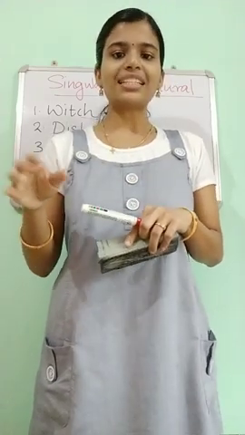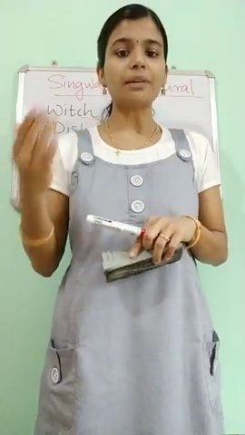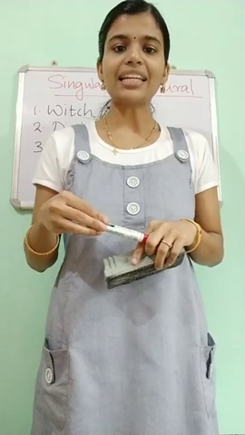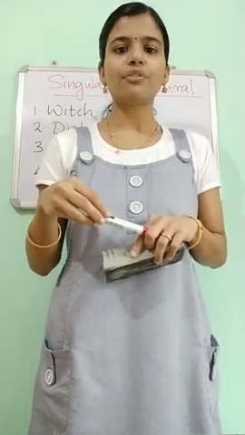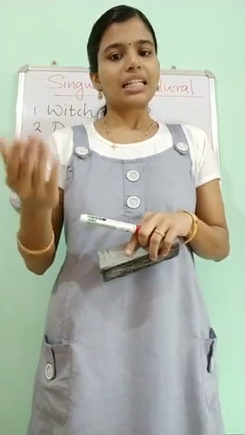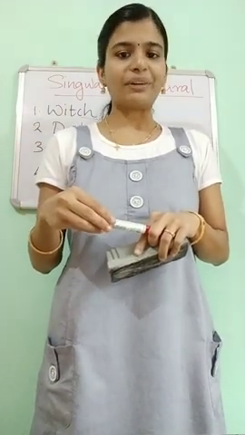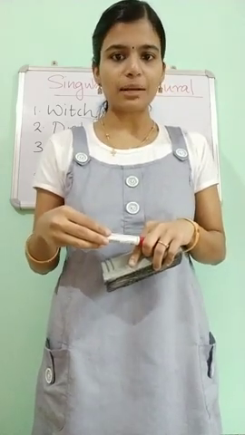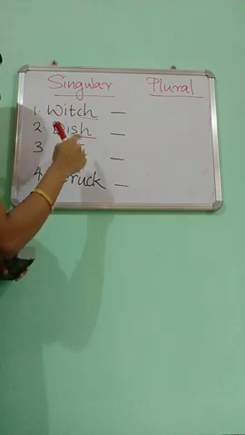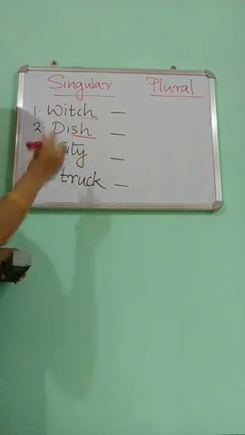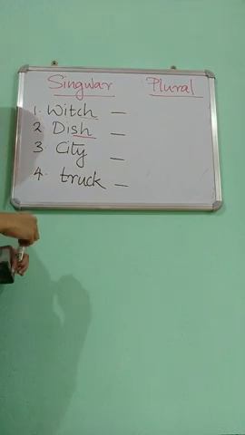Okay? And in the case of all other words, we can just make them plural by adding S at the end. Okay, by simply adding S at the end of the words, we can change it into plural form. Okay. Now, can I give you some more examples? See these words: which, dish, city, truck. How can we change them into plural?